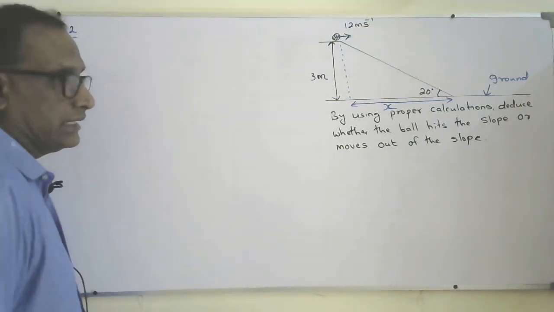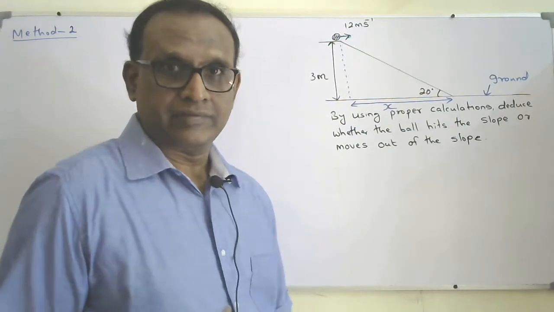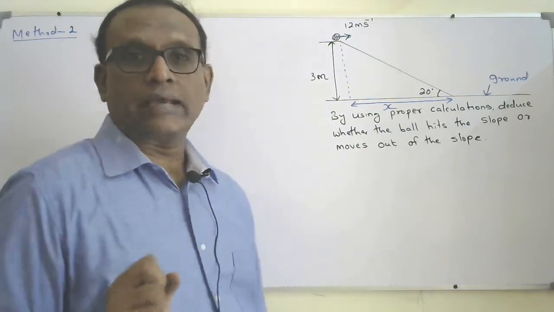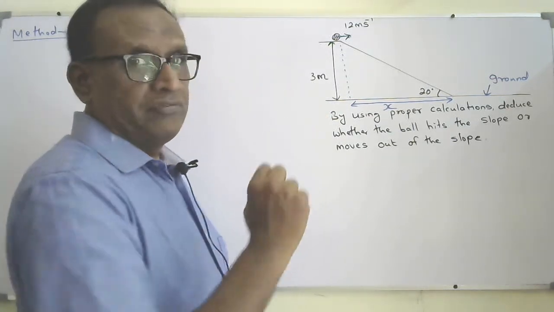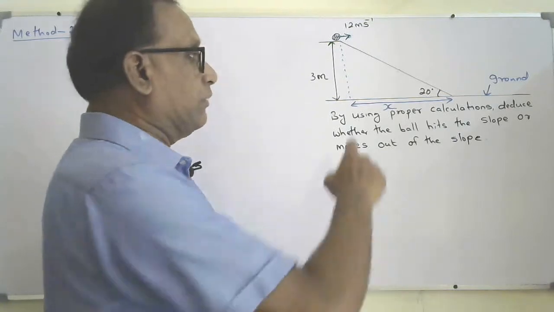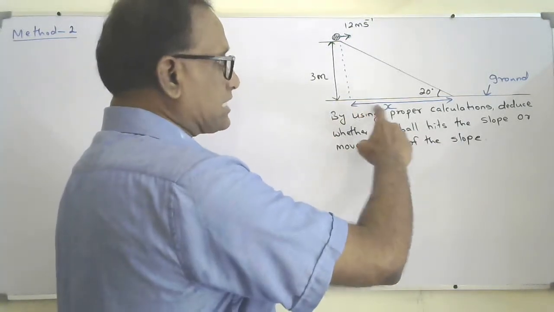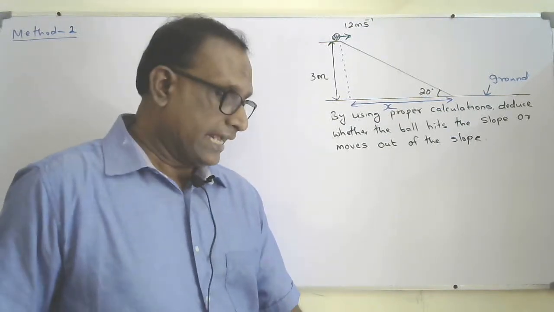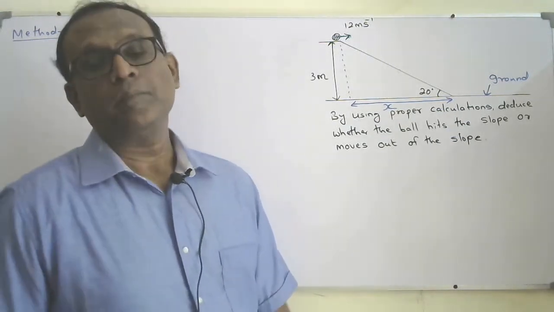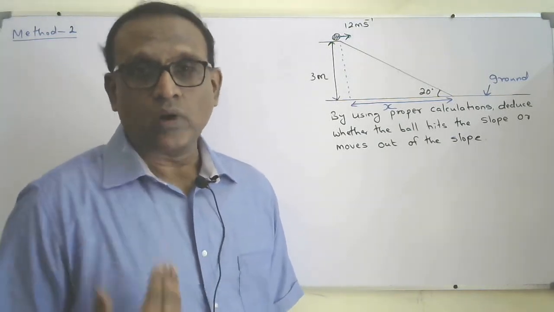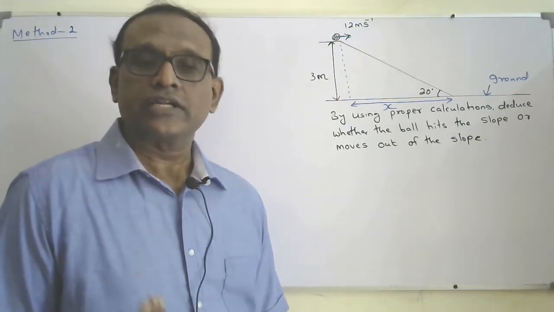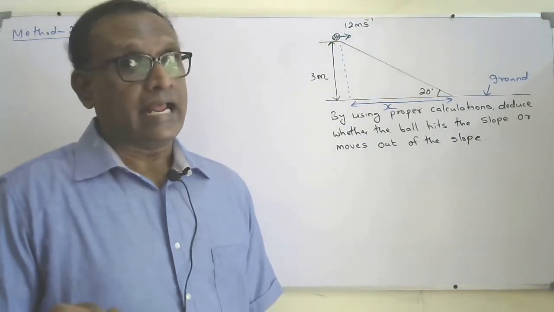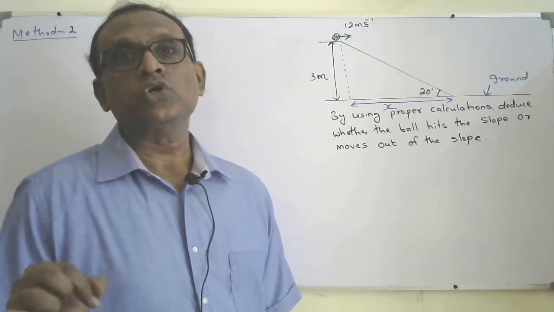Okay, the second method, I will find the x. Already I found it in my first method. Right, I'll find the x first. Then I will find the time taken to complete the horizontal displacement, which is equal to x. The x will be equal to 8.24 meters. So I will find the time taken to complete a horizontal displacement of 8.24 meters, right? Then I'll calculate the vertical displacement during that time.